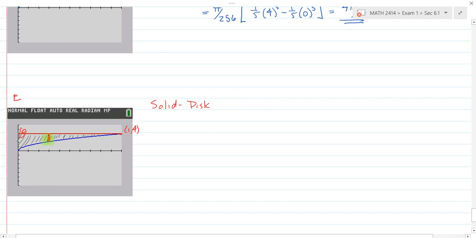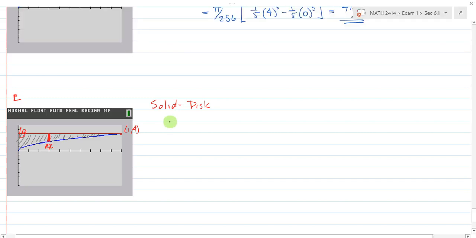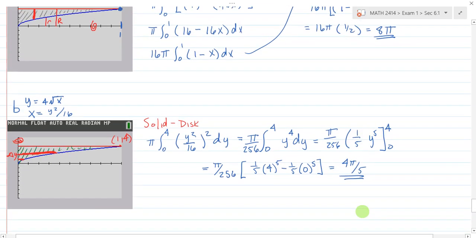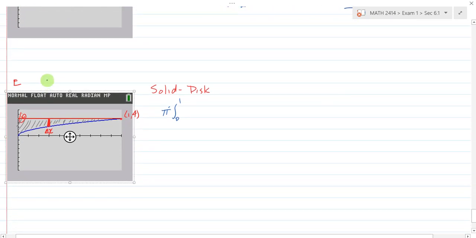Disk. My representative rectangle is now going to be this rectangle. Do y'all see that? The thickness of that rectangle is delta x, which means x is going to be our variable of integration. So when we set up our integral, we're going to have pi r squared, where the radius, by the way, the bounds of this are going to go from 0 to 1 along the x-axis because we have y as a function of x, and y as a function of x was 4 square roots of x. So we have y equals 4 square roots of x.